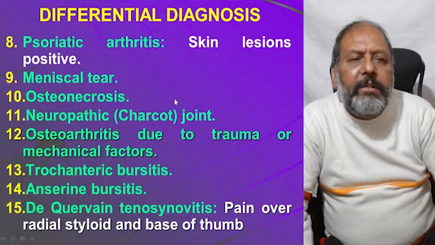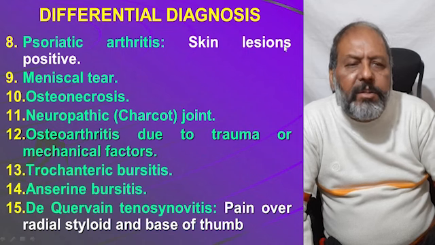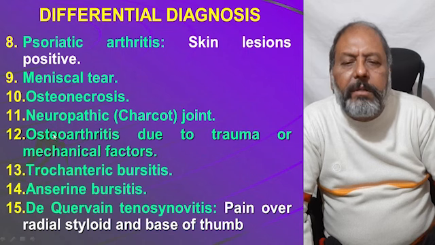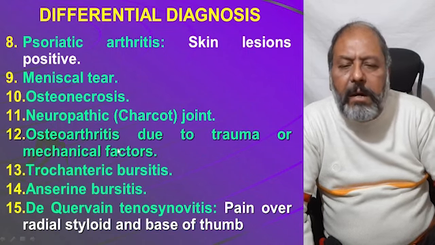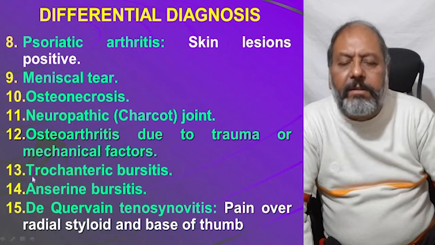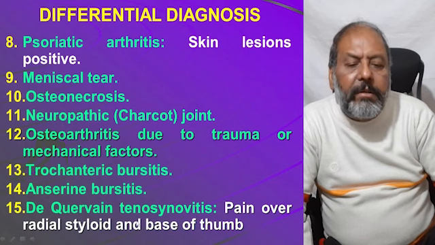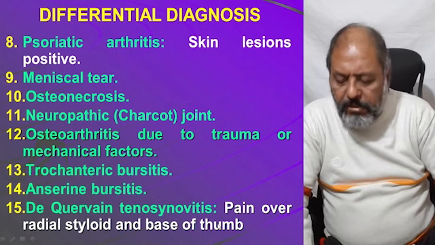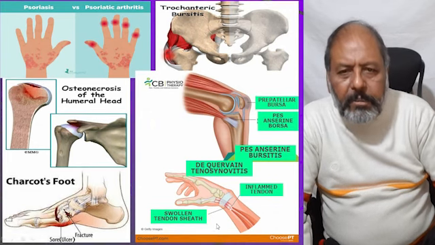And continuing the differential diagnosis: psoriatic arthritis, but there are skin lesions also present; meniscal tear; osteonecrosis; neuropathic or Charcot joint; osteoarthritis due to trauma or mechanical factors; then trochanteric bursitis, pes anserine bursitis, and De Quervain tenosynovitis. There is pain over the radial styloid and the base of the thumb, which gives a similar presentation.